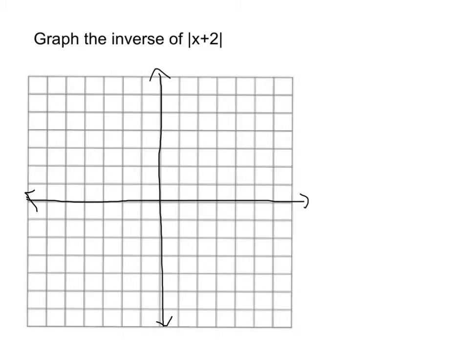Okay, so we're going to go ahead and graph the inverse of an absolute value function. And so this is another one of our special graphs. We did the piecewise function in previous videos. We've seen that absolute value has a V shape.